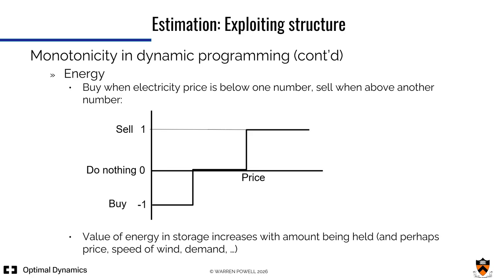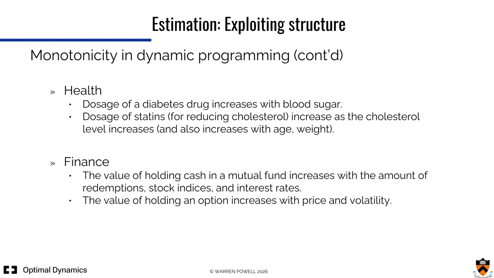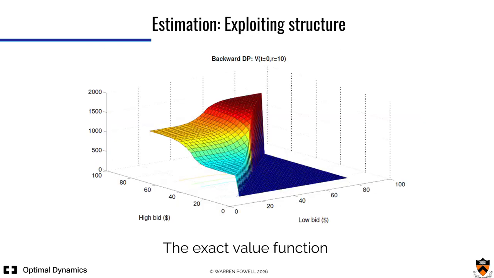Here's another one, buying electricity, where there's 3 steps. When the price is low enough, I'm going to buy. At a middle range, I do nothing. At a high enough price, I'm going to sell, and in between, I do nothing. Another type of monotone function. Monotonicity happens all through sequential decision problems. Health: dosage of diabetes drugs increases with blood sugar. Finance: holding the cash in a mutual fund increases with the number of redemptions.